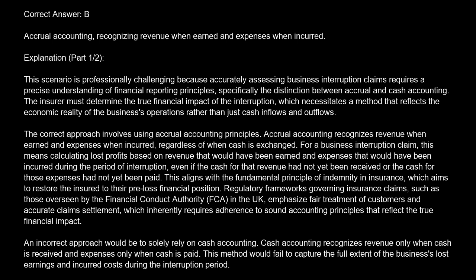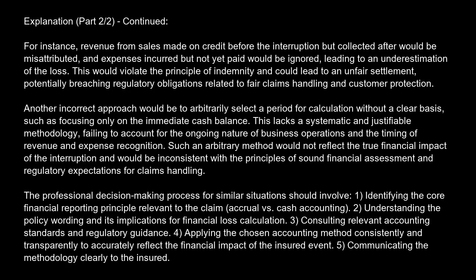Cash accounting recognizes revenue only when cash is received and expenses only when cash is paid. This method would fail to capture the full extent of the business's lost earnings and incurred costs during the interruption period. For instance, revenue from sales made on credit before the interruption but collected after would be misattributed, and expenses incurred but not yet paid would be ignored, leading to an underestimation of the loss. This would violate the principle of indemnity and could lead to an unfair settlement, potentially breaching regulatory obligations related to fair claims handling and customer protection.